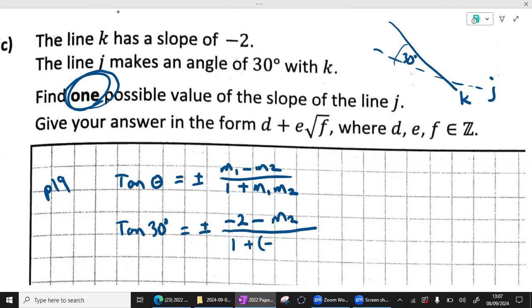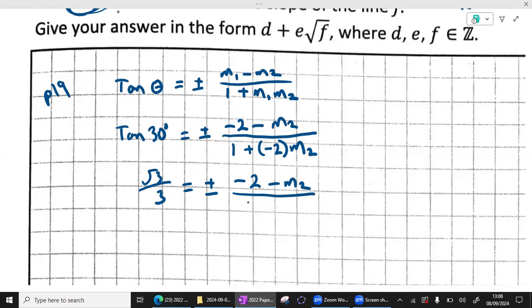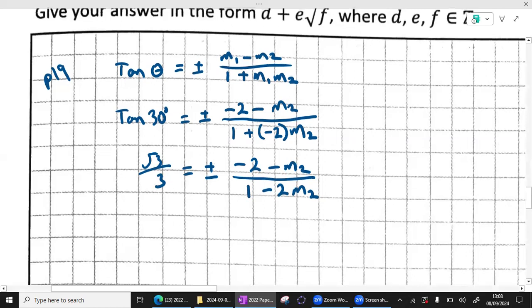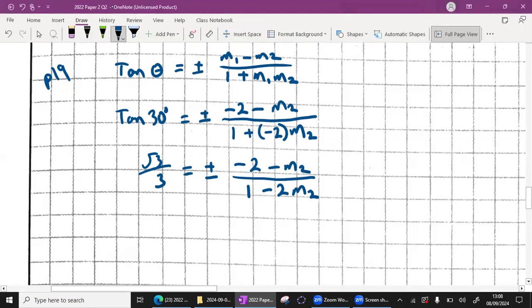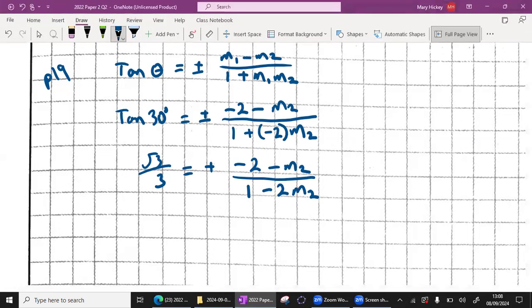1 plus, again, I have -2 and M2. Now, when I get the tan of 30, so that's √3 over 3. So we see an introduction of a surd here, which is kind of good news, really. Minus 2 minus m2, and then underneath 1 minus 2m2. Now, because we're only asked for one possible value, I'm just going to work with one of them. So I'll just get rid of the minus, and I'm just going to work ahead with 1.